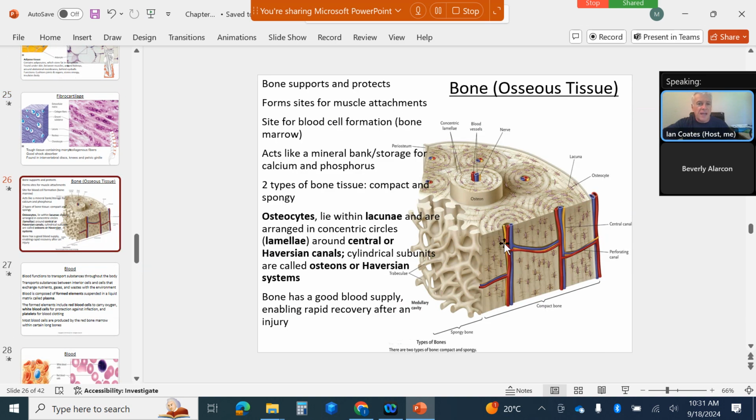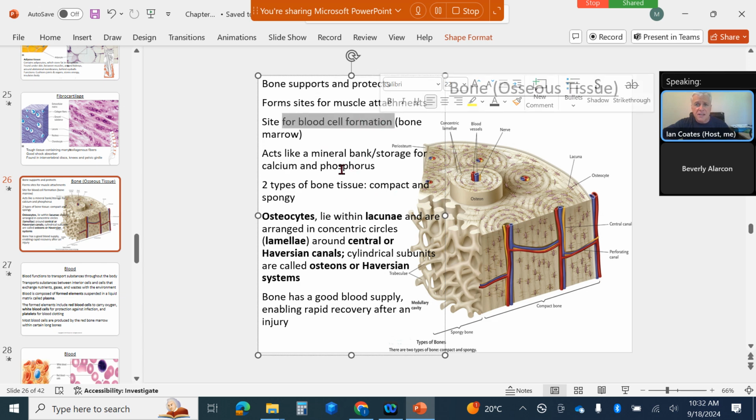Bones. Okay, here we're talking about bone tissue. Okay, supports and protects. The bones are great. We deal with that in a couple weeks. Definitely a great organ system. You know, it's all about protection, support. Bones make blood. Okay, site for blood cell formation, acts like a mineral bank.